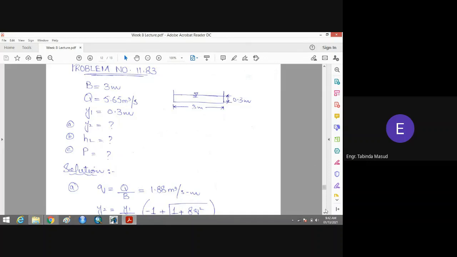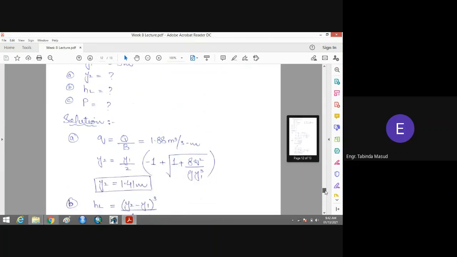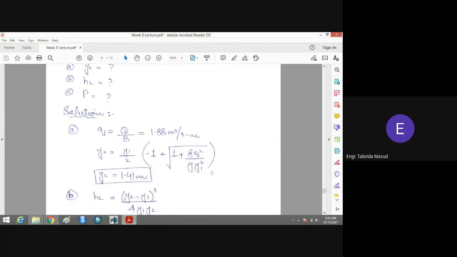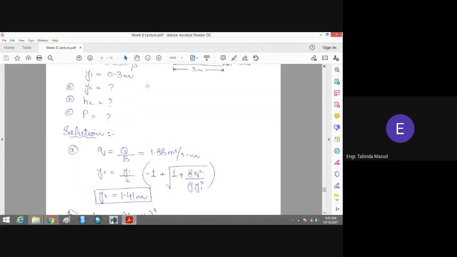Okay, so we have already developed all the equations. The equations are quite simple. You can see that this is the equation for Y2. Putting all the values, you will get the value of Y2 is equal to 1.41 meter. You can see that Y1 is 0.3 meter and Y2 is 1.41 meter. And this whole change in the depth of the flow is for a very, very small horizontal distance. That's why it is known as the rapidly varied flow.